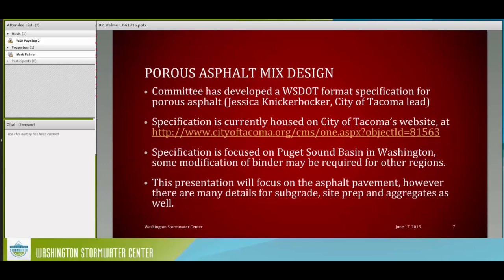We will focus on asphalt pavement for this presentation and not the subgrade, site prep, and aggregates. There are a lot of details involved in the installation of porous pavements that are different than standard HMA or concrete pavements, but we're going to focus on just the asphalt aspects in this presentation.